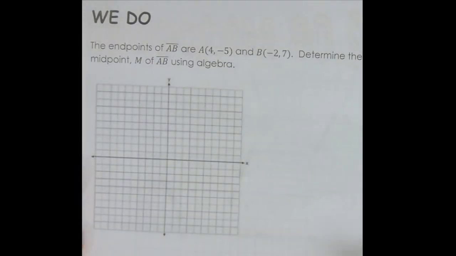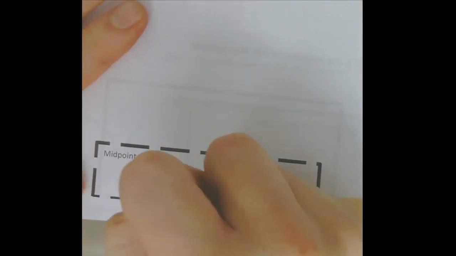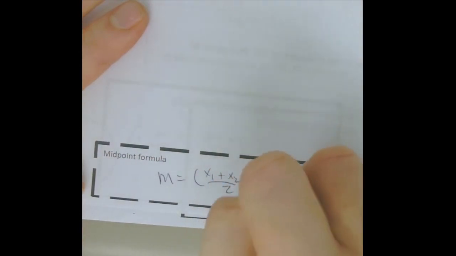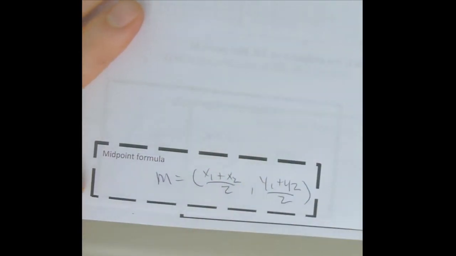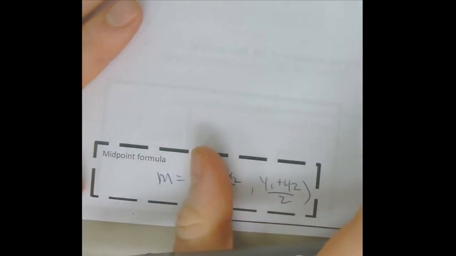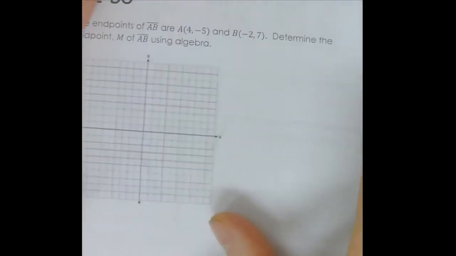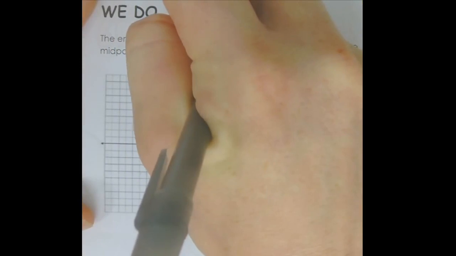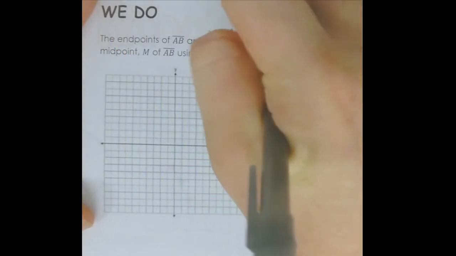So I know my midpoint formula. I'm going to jot it down here at the bottom again. M equals x1 plus x2 over 2, y1 plus y2 over 2. The average of the x's, the average of the y's. I need the x values and the y values for my two endpoints. So I'm going to go up here, and I see I have two endpoints, A and B. I'm going to annotate them x1, y1, and x2, y2.